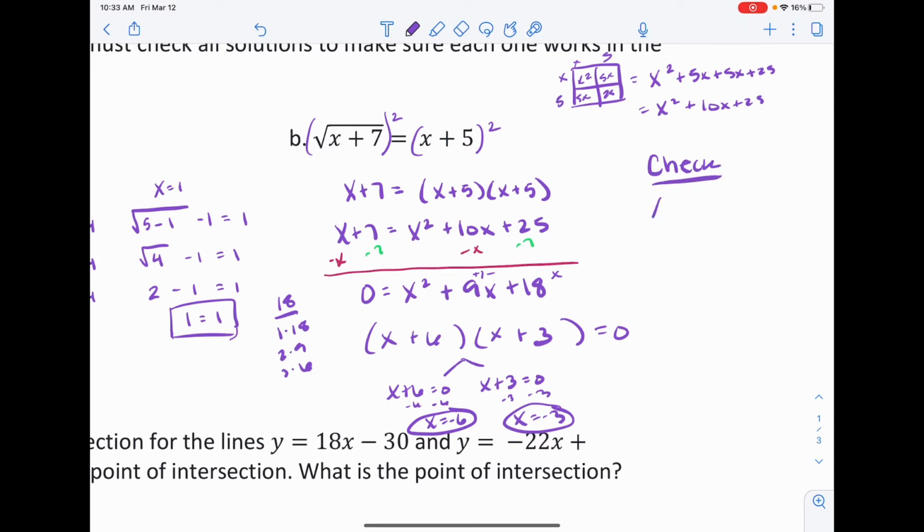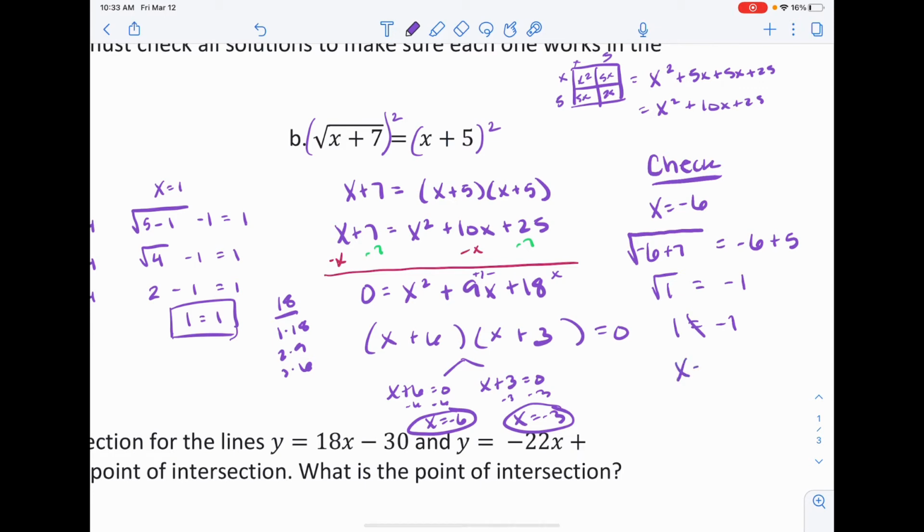So I'll start with x equals negative 6. So we've got the square root of negative 6 plus 7 equals negative 6 plus 5. Negative 6 plus 7 is 1, and negative 6 plus 5 is negative 1. The square root of 1 is 1, and that is not equal to negative 1.